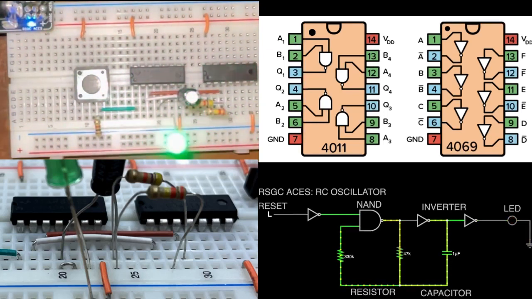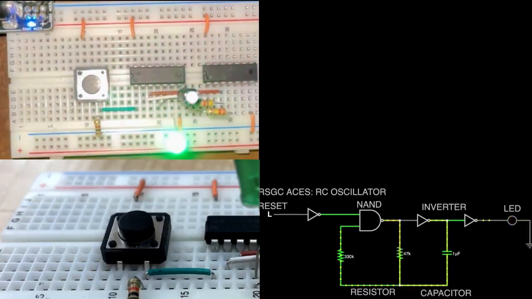The output of the inverter is linked to one input of the NAND gate in the 4011, establishing a reciprocal influence that further contributes to the oscillatory behavior of the circuit. The resistor-capacitor network introduces a time delay. The LED is driven by the output of the NAND gate, resulting in an oscillating signal.